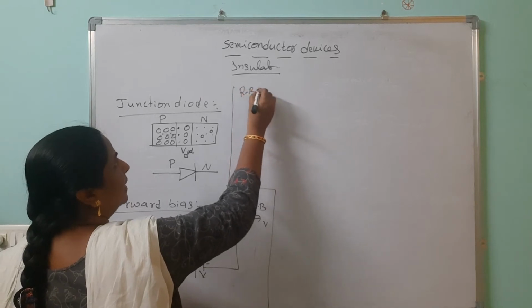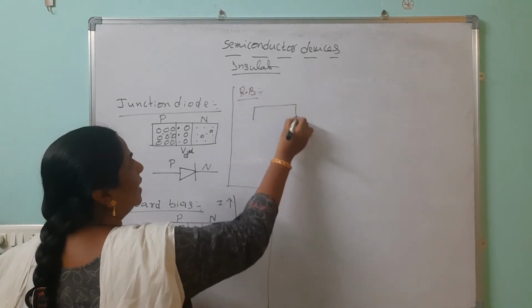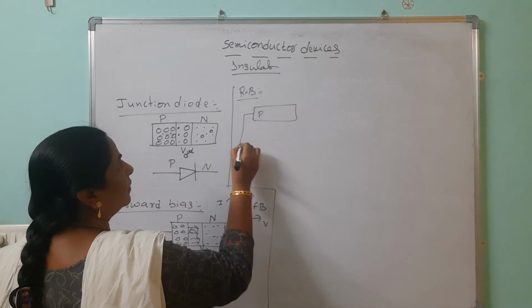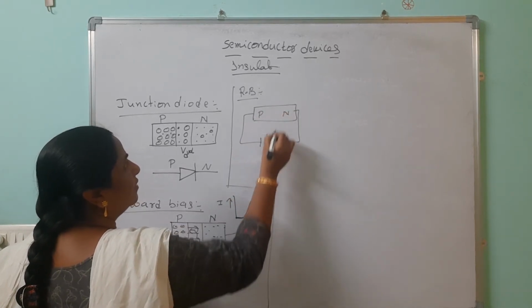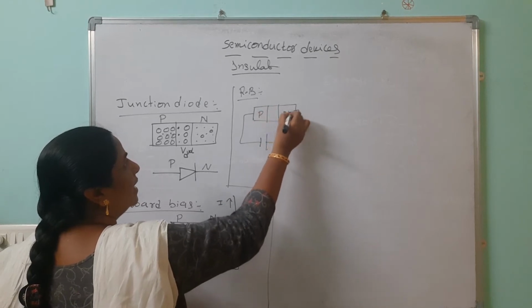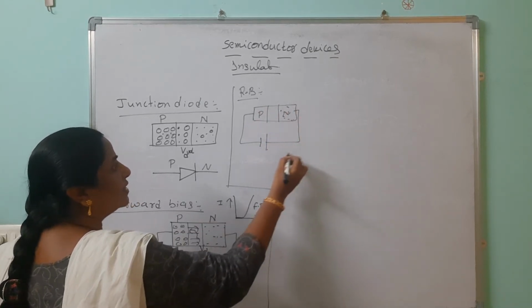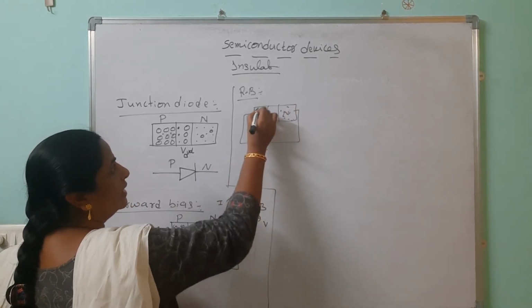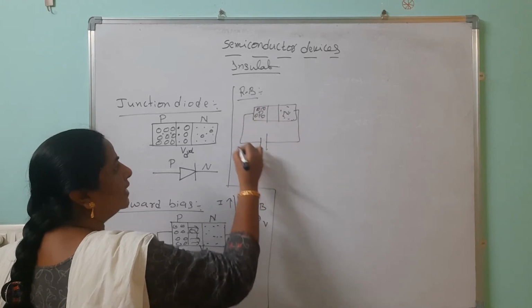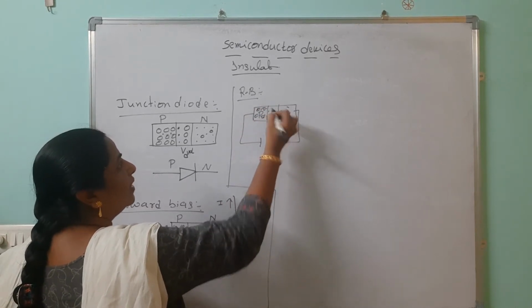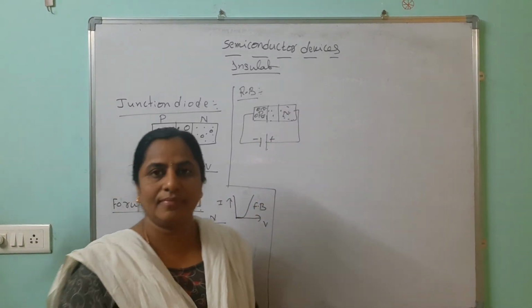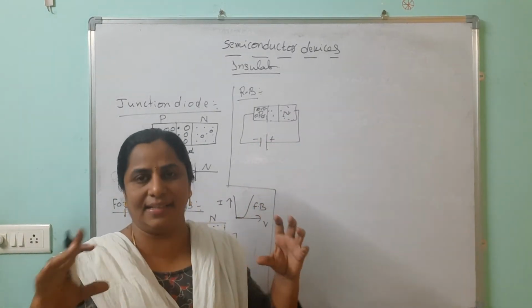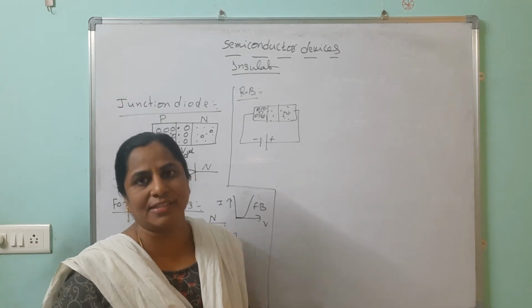What is reverse bias? It is just the reverse of this one. P is connected to the negative of the battery, but N is connected to the positive of the battery. Then what happens? All electrons are attracted by the positive charge, and all holes are attracted by the negative charge. Only minority charge carriers are moving. In this case the depletion layer width is increasing. This is about reverse bias.